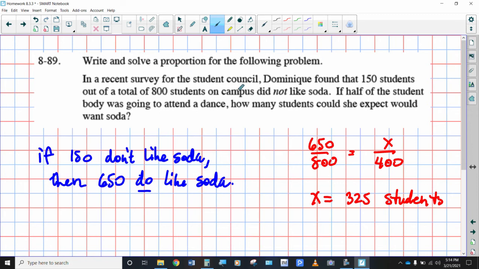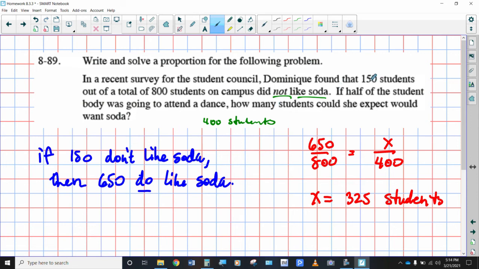In a recent survey for the student council, Dominique found that 150 out of the 800 students on campus did not like soda. If half the student body was going to attend a dance, that would be 400 students, right? Then how many students would she expect to want soda?